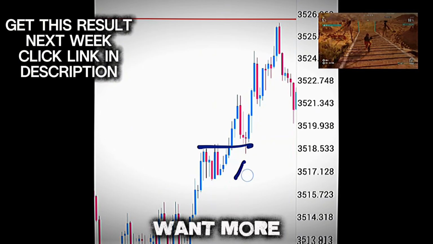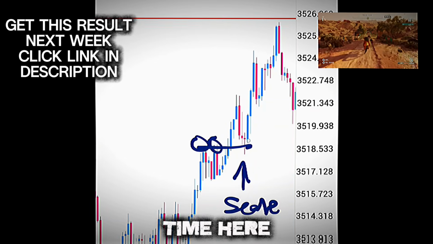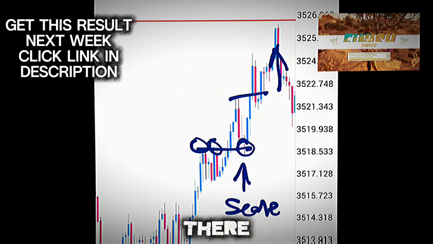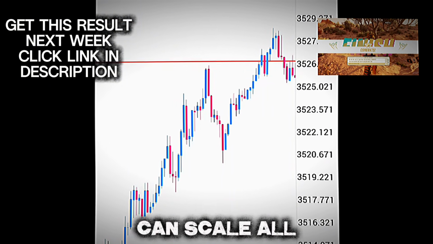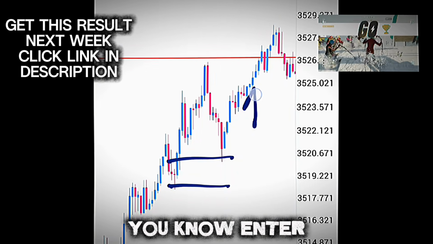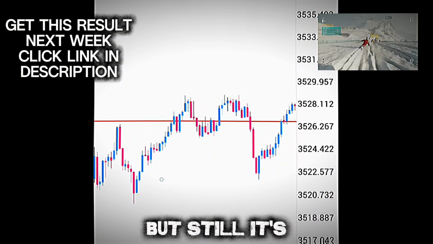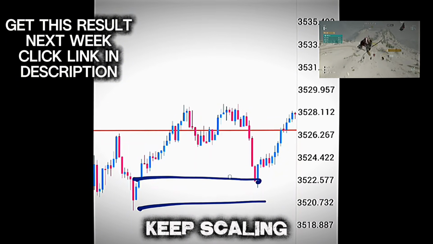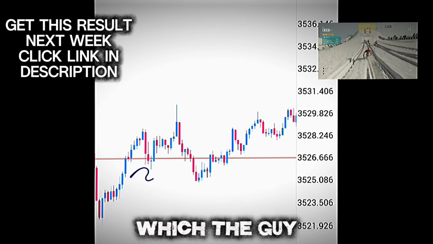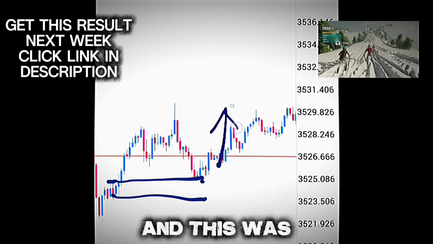And if you want more confirmation or more entries, you can just scale around this point in time here. Nothing crazy. You can see price just came back to retest that point, and then it went up. You can scale on all of these, but since they are not really strong, you can just choose to enter and go out and leave those that are still lower, but it's all good though. You can see it keep scaling, and we're almost nearing the second entry which the guy entered at, and at this moment we have already reached the second entry.